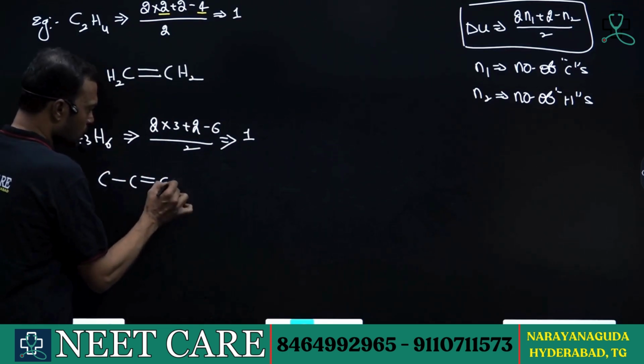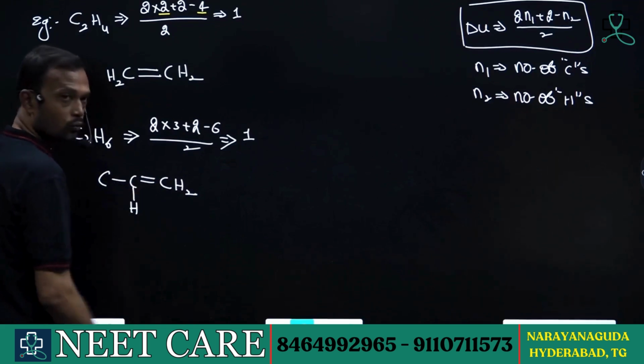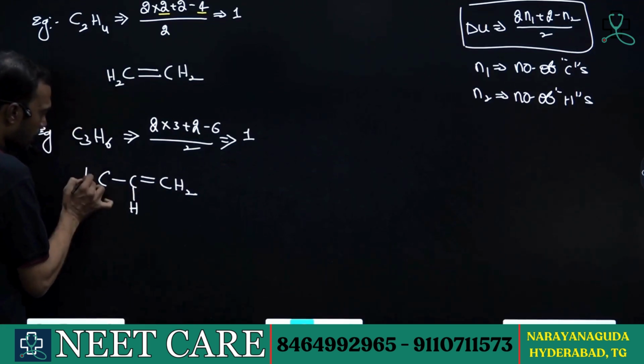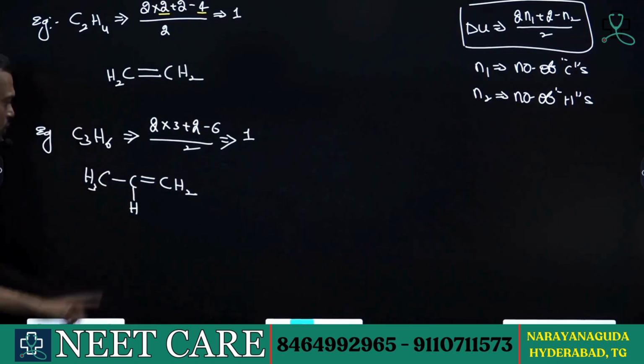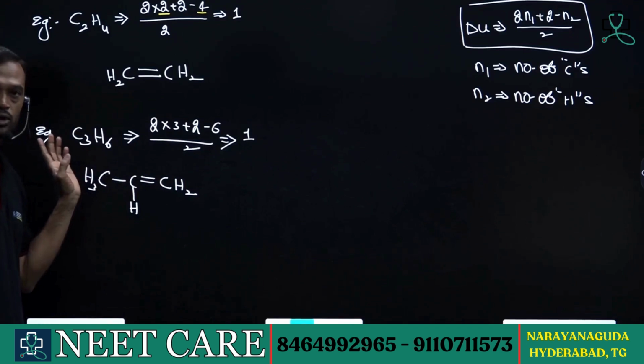Here already 2 bonds are there, I can balance with 2. Here already 3 bonds are there, balance with 1. And here already one bond is there, balance with 3 hydrogens. Over. DU is over. See, automatically the formula matches, C3 and here H6. Formula is over.